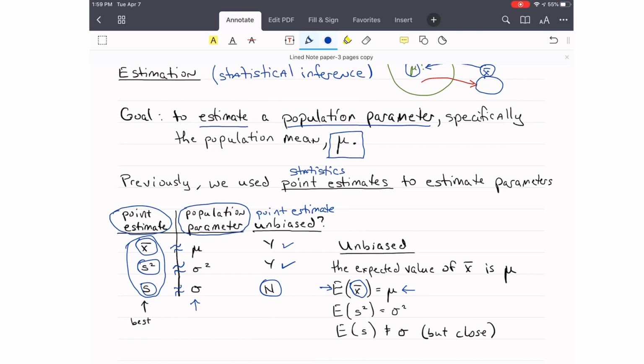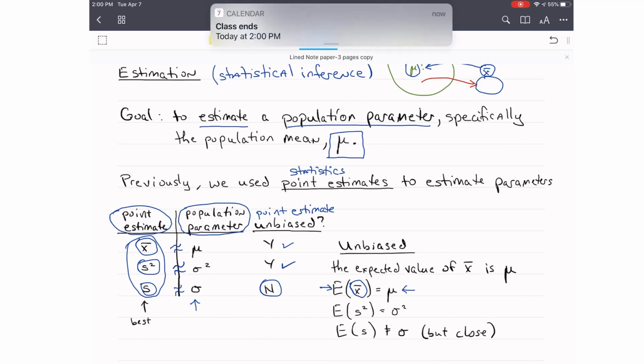Okay? We also talked about the fact that if the original data has a normal distribution, regardless of the sample size, the mean X bar will have a normal distribution. Okay, so we'll talk more about that in a few minutes. So the expected value of X bar is equal to mu. They're the same. The expected value of S squared is equal to sigma squared.